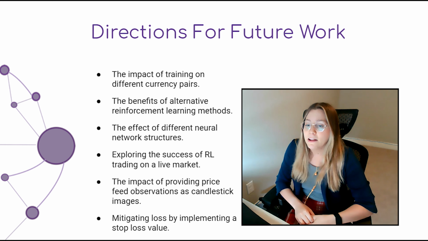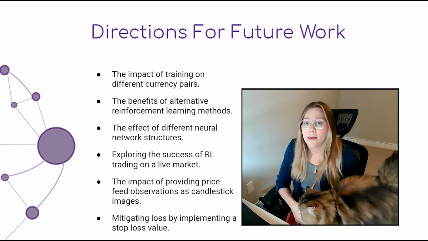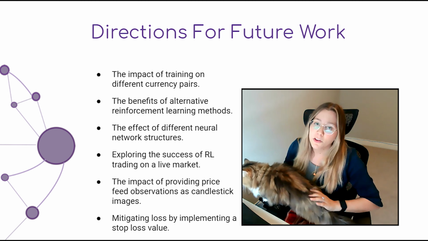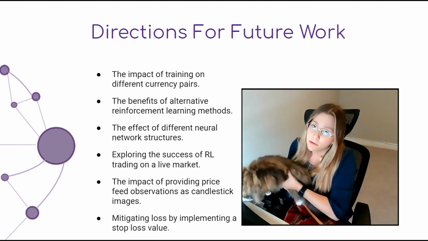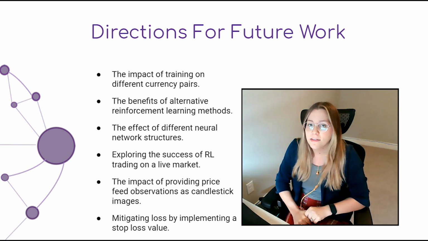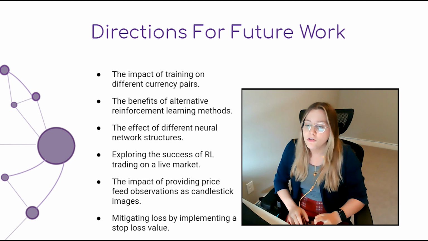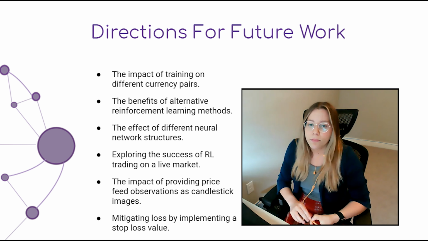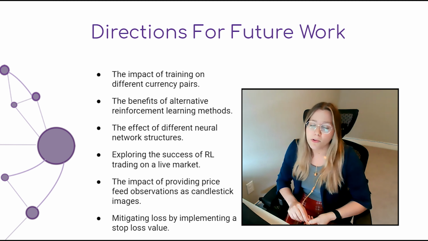Another area would be the benefit of an alternative reinforcement learning method. As I mentioned, our reinforcement learning method was fairly simple. Deep-Q learning is about as basic as it gets. There's much more intelligent systems that would potentially produce a more intelligent process for our model learning. And I would be interested in playing around with some of those and seeing how it impacts the process.